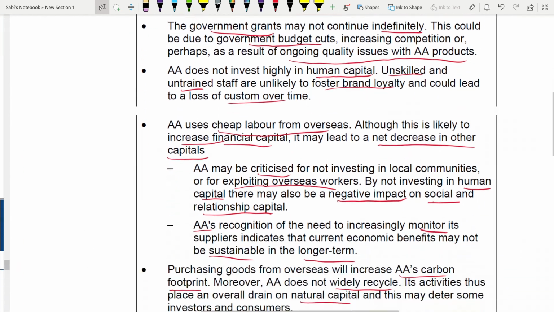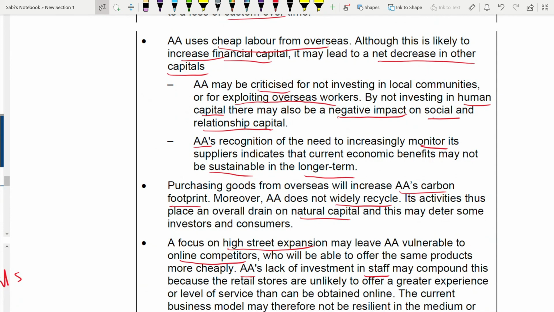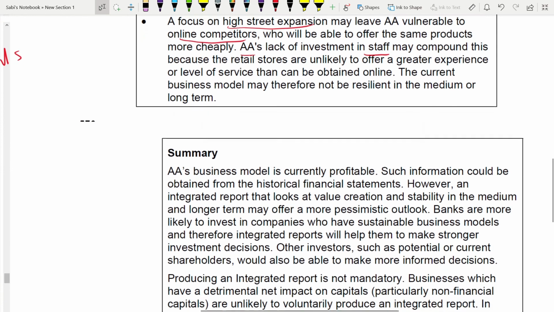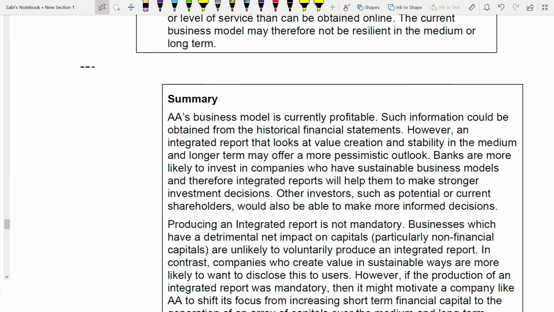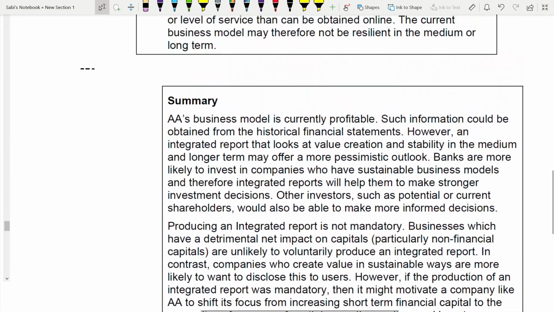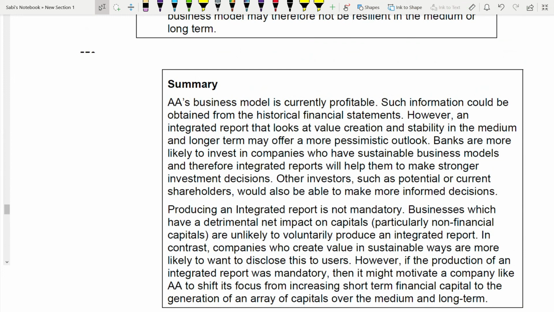As you can see, all the advantages which we have covered here will not be covered through other financial statements, which integrated reporting covers. So the summary is basically a snapshot of the company in short. Number one, business model, it is profitable. Whether it's profitable or not, you can easily get from the financial statements. There is no doubt about it. Take out the statement of financial position, take out the statement of profit or loss. From there, you will see whether it's profitable or not. Compare with the previous year, you will understand.